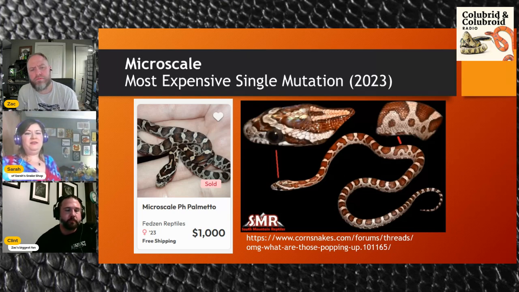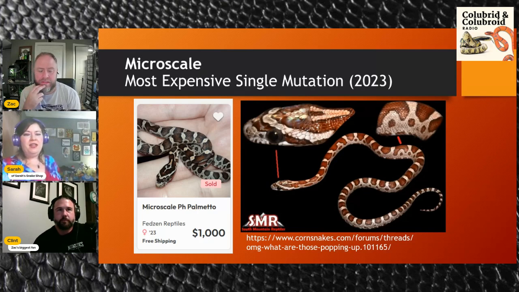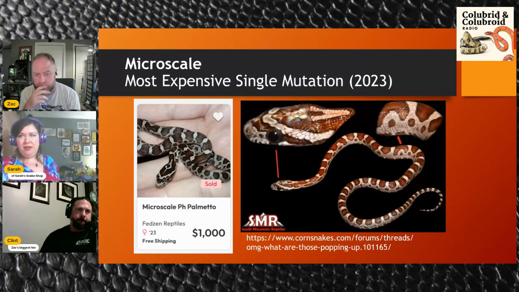Scale mutation. Did this just pop up in 2023, or has this been around for a while? Oh, no, this has been around for a long time. I was just saying it was the most expensive mutation in 2023. Gotcha. That's what that number means. No, it was found in 2010. So it's not new.